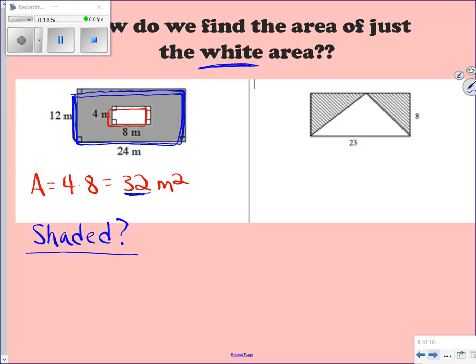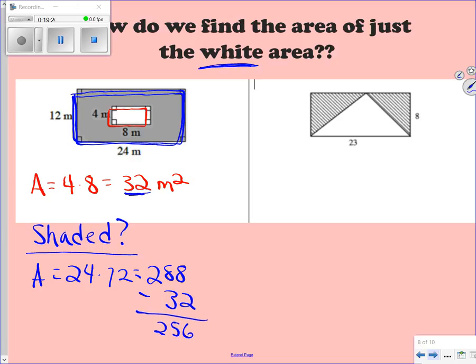So area is going to be 12 times 24, which gives us 288. And we already found our 32, so all we have to do is subtract our 32, and that's going to give us the area of the shaded region. So we get 256 meters squared.